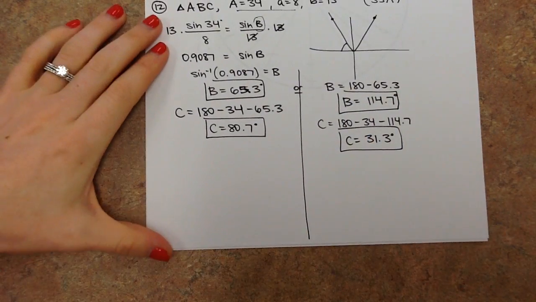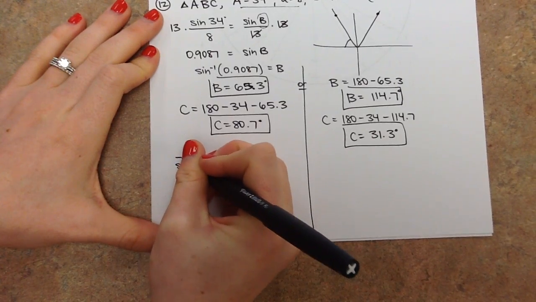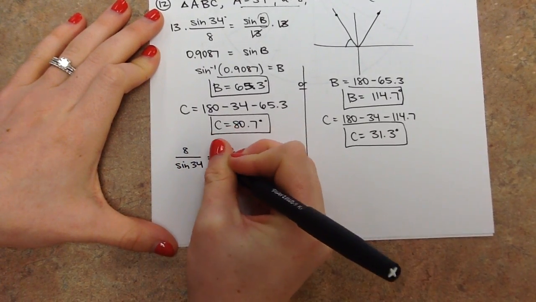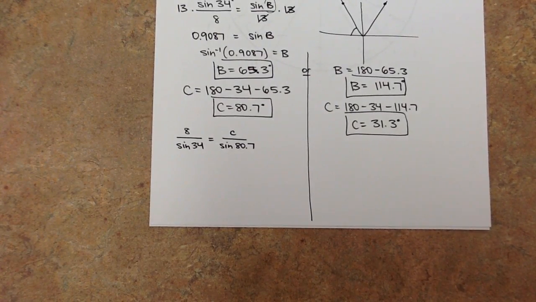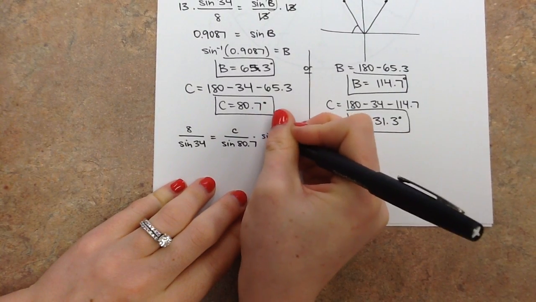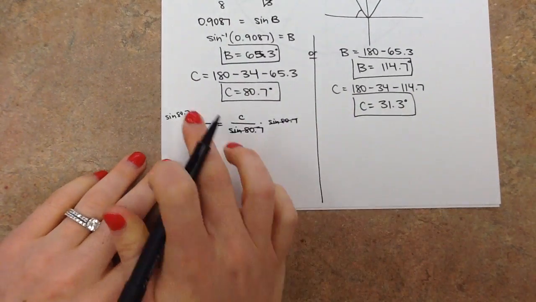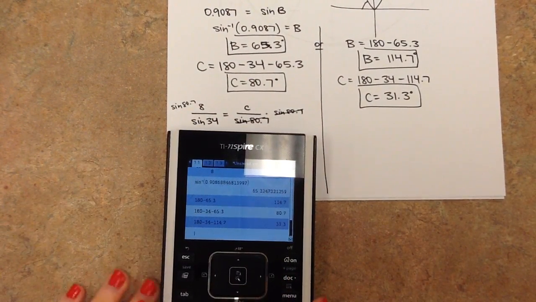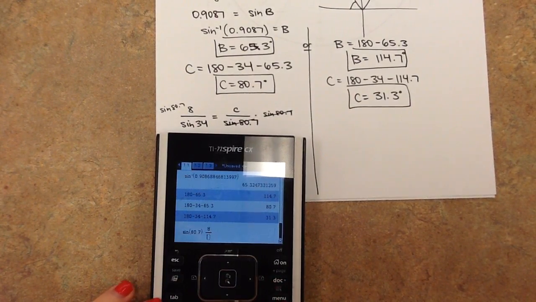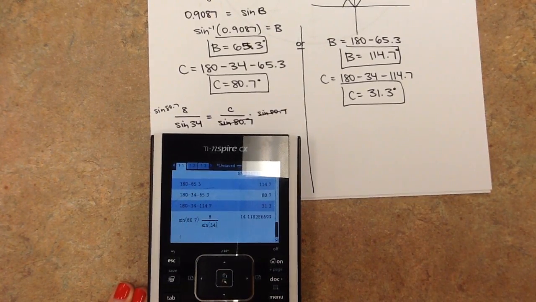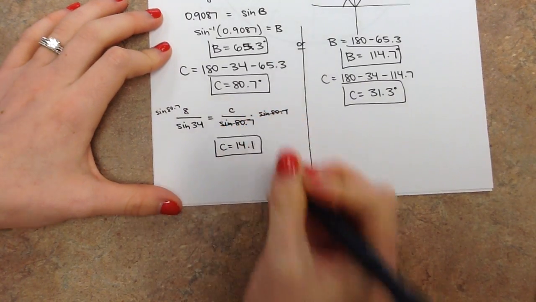Okay, so we're going to start with the pair that we were given. We were given a pair of a's. So we're going to do little a over the sine of a equals little c over the sine of c. And so for this one, we use 80.7 as c. And then we can solve for little c by multiplying both sides by the sine of 80.7. So these will cancel, and I'm going to plug this in. Okay, so we get about 14.1. So that is little c. So this triangle is complete. You've got all three of the missing pieces.